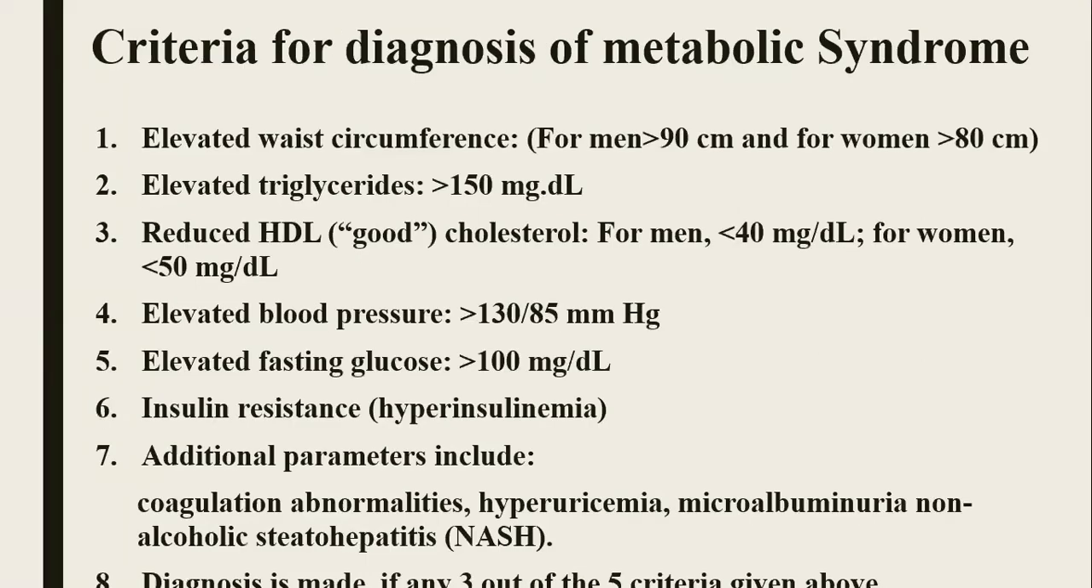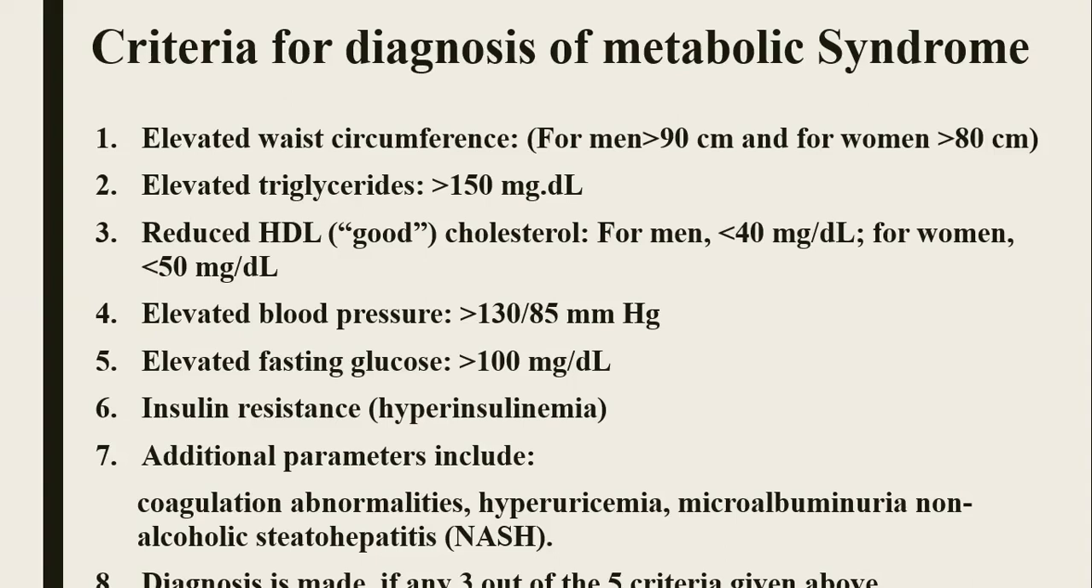What are the criteria for diagnosis of metabolic syndrome? The first criterion is elevated waist circumference. That is, a waist circumference of more than 90 centimeters in men, and for women it is more than 80 centimeters. Then increased level of triglyceride, more than 150 milligrams per deciliter. Normal is 130 or 140 milligrams per deciliter.